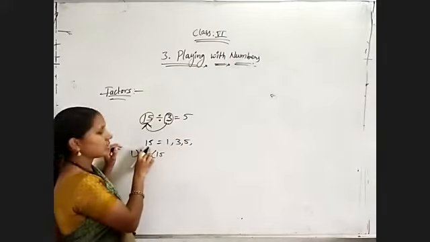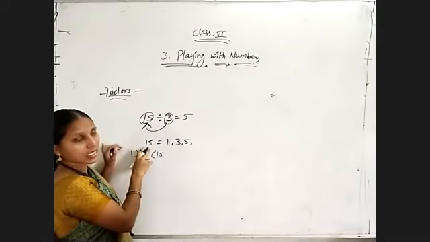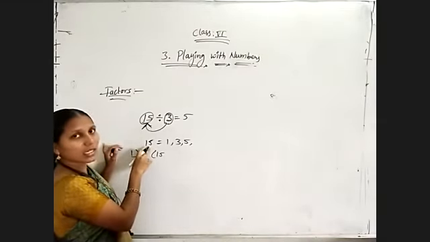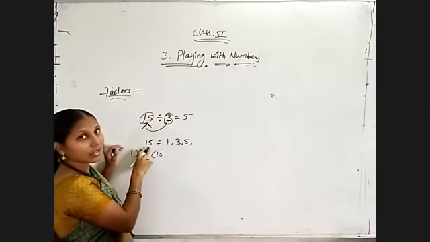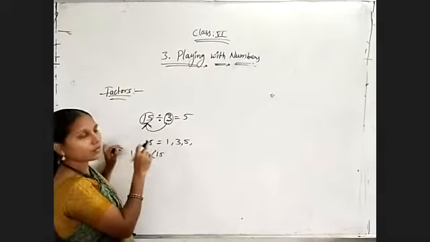6. 6 twos are 12, 6 threes are 18. So we will not get 15 in the 6 table. 7 table we will not get. 8 table we will not get. 9 we will not get. 10 we will not get. 11, 12, 13, 14, 15.